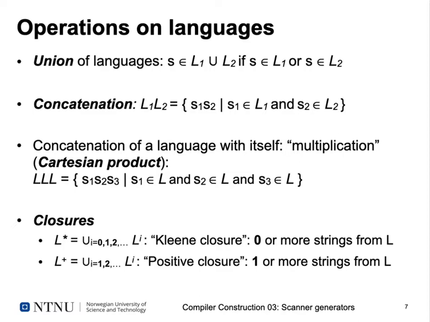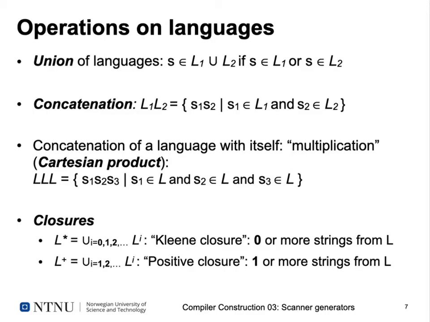So if we have multiple languages defined, we can define operations on these languages. We can define the union of two languages using the union set symbol here. A word S is part of the union of language 1 and language 2 if S is in L1 or S is in L2. Please note this is not an exclusive OR, so it can even be in both of them at the same time.